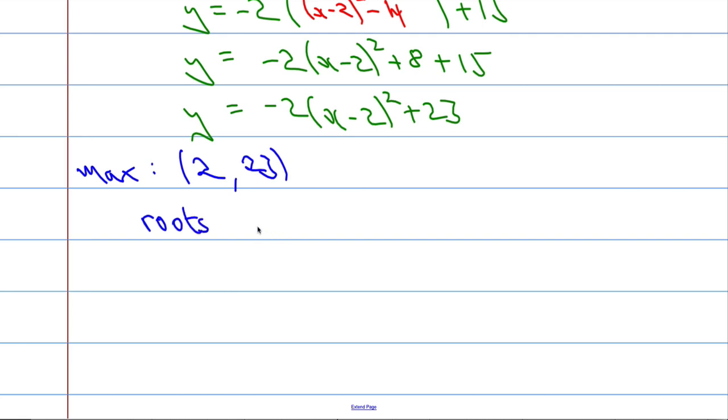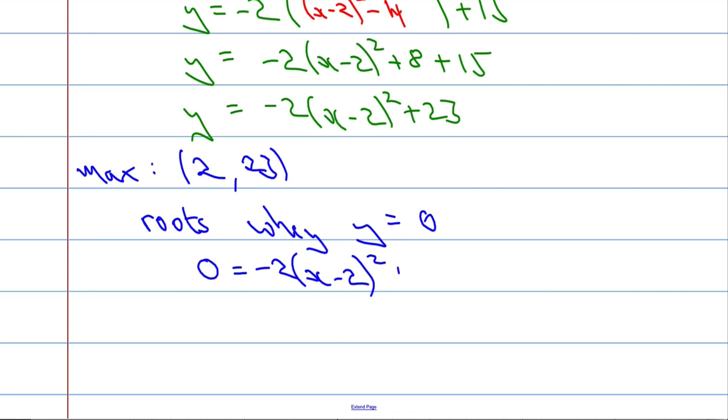The roots come from when y equals 0. And because I've completed the square, I'm actually going to use this to get my roots rather than going back and using the quadratic formula. So substitute y equal to 0 in here. We get 0 equals negative 2 times (x minus 2) squared plus 23.